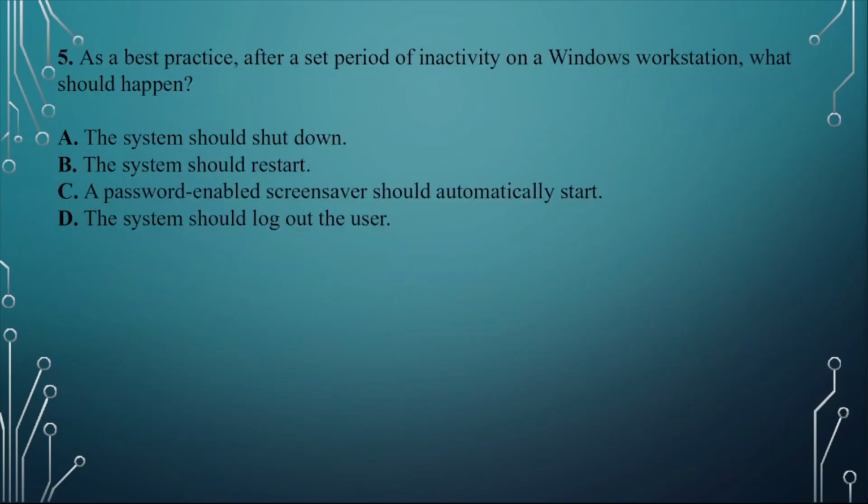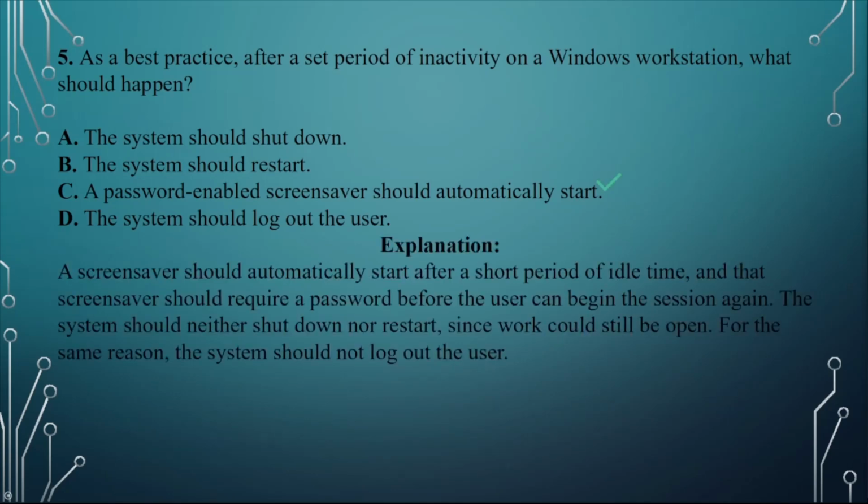Question number 5. As a best practice, after a set period of inactivity on a Windows workstation, what should happen? A. The system should shut down. B. The system should restart. C. Your password-enabled screensaver should automatically start. D. The system should log out the user. So what does usually happen when you're away from your computer or laptop? This should be straightforward. The answer here is C.